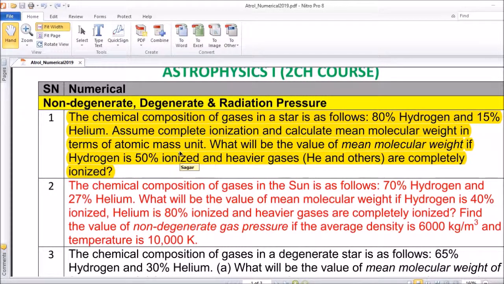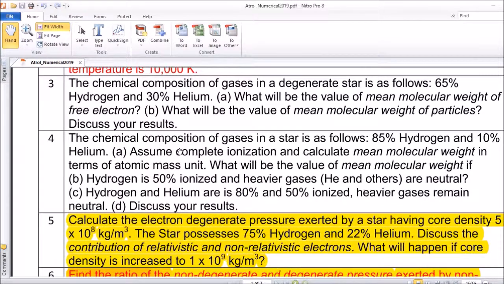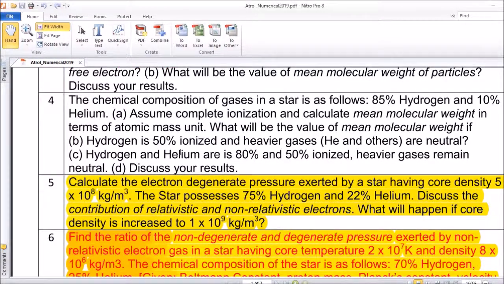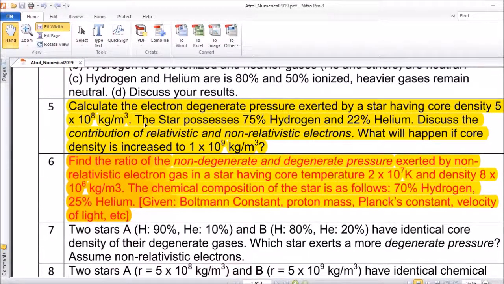So the question asks: find the ratio of the non-degenerate and the degenerate pressure exerted by the non-relativistic case. This is very important. This is the non-relativistic electron gas. In the start the temperature is given, density is given, and the chemical composition is given, that is 70% hydrogen and 25% helium. In such a case, what can I do?